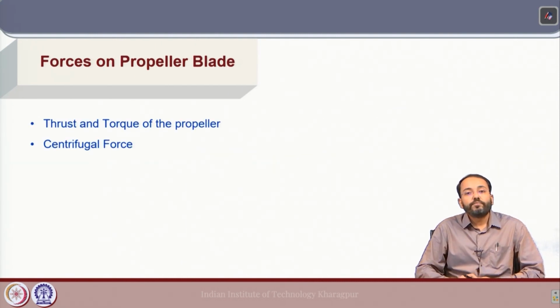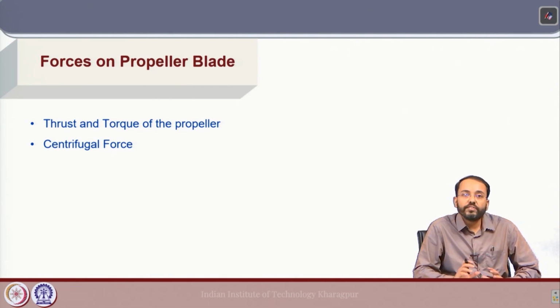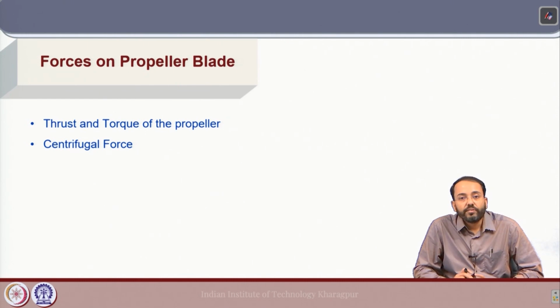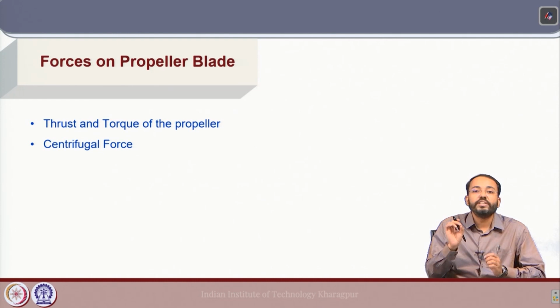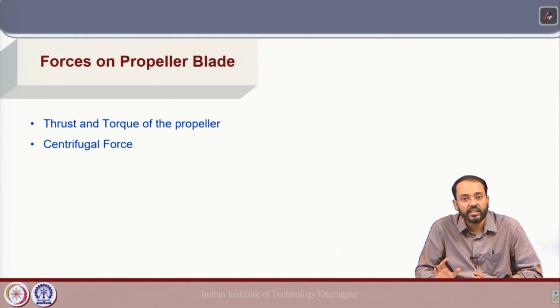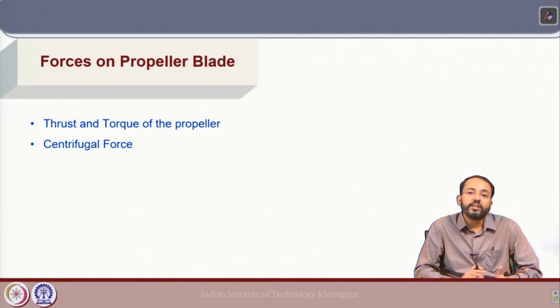Now, if we think of the forces on a propeller blade, we have the thrust and torque of the propeller, and from the blade element diagram we have seen that the thrust and torque of the propeller blade are functions of the radial locations of the particular blade section on which we are computing the thrust and torque, and the same concept will be used here now for the calculation of the moments due to these forces.